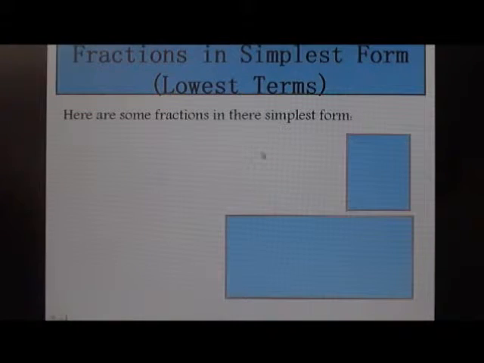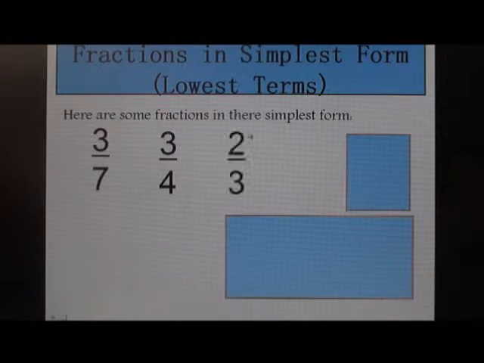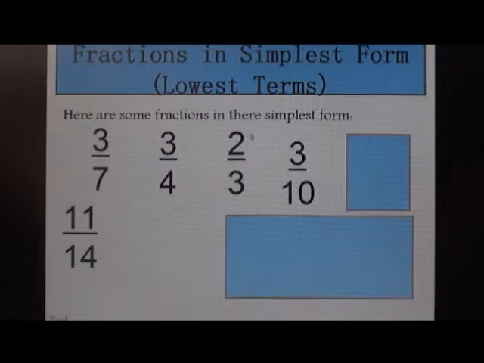Lowest terms, simplest form, a couple different ways of saying it, is something that it's important to recognize in fractions, especially as you go on. It's always good to be able to work with the simplest form of a fraction. All right, what do we mean by that? Well, let's take a look at a few. 3/7 is the simplest form of a fraction, as is 3/4, 2/3, 3/10, 11/14, 4/5, and 6/13.